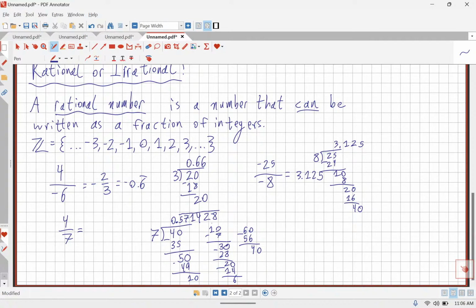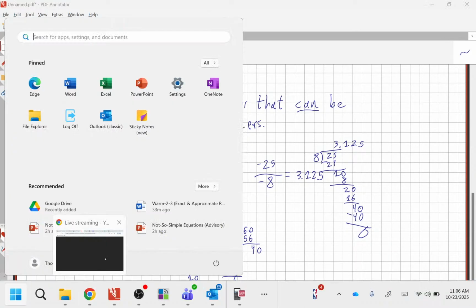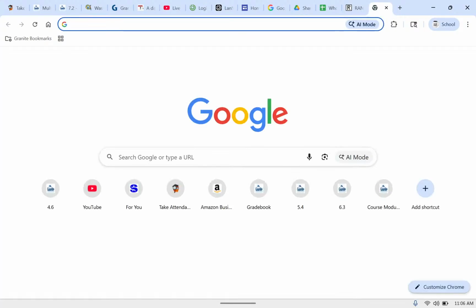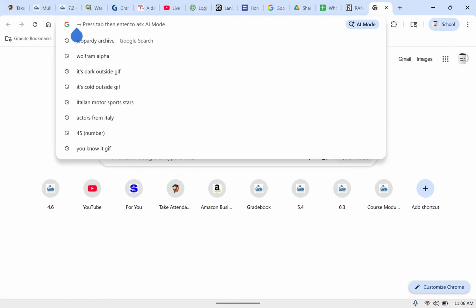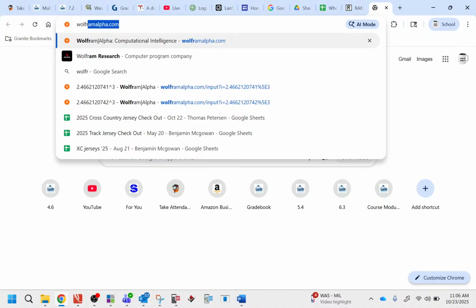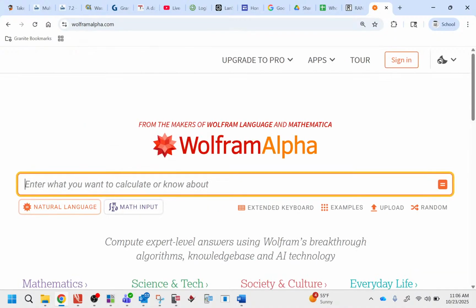Any fraction of integers is going to have a decimal that either ends because you get a remainder of 0, like I did over here, or eventually you're going to get a repeating remainder. Now, the reason you have to get a repeating remainder is, let's get Wolfram up. Because if you are dividing something by 19, can you have a remainder of 0?